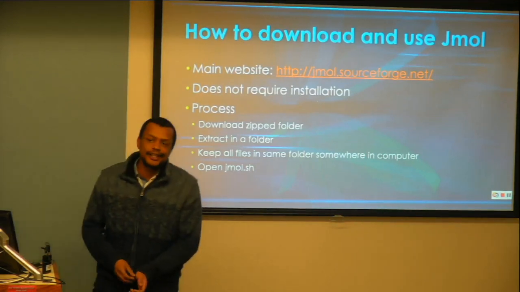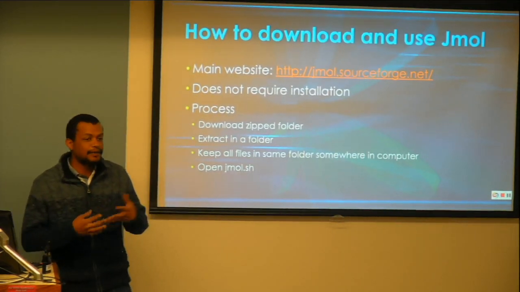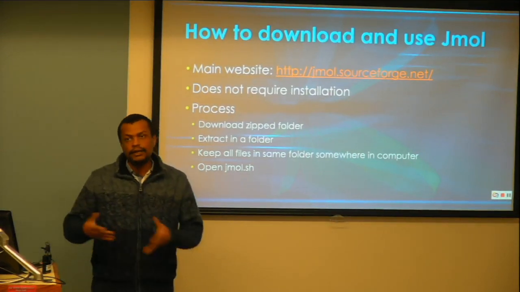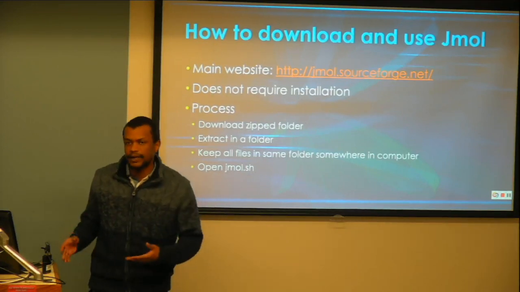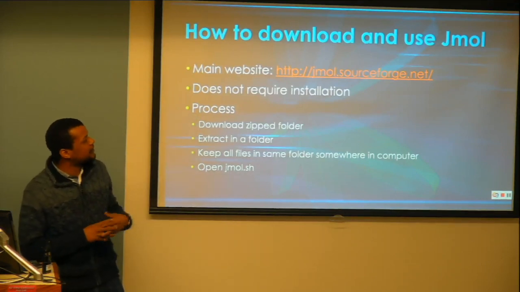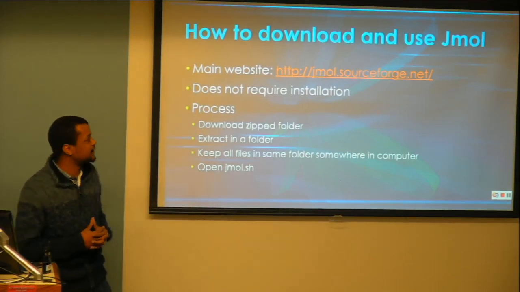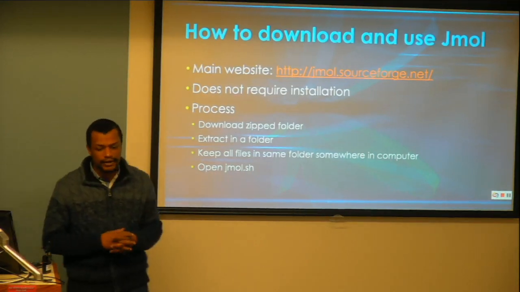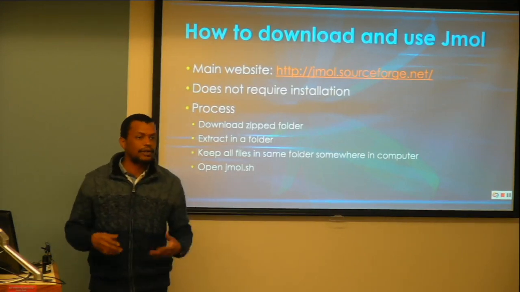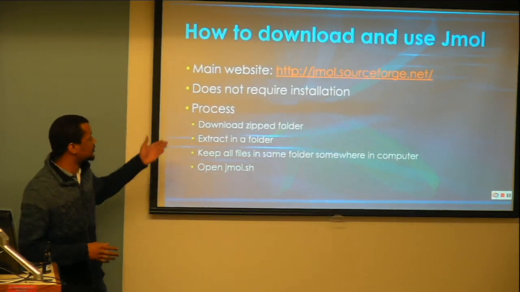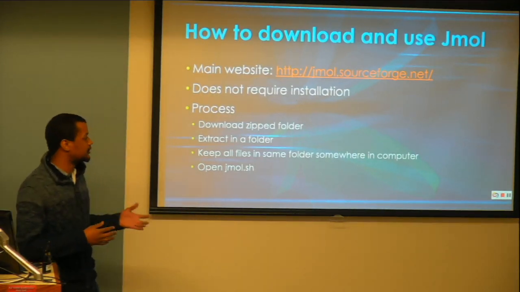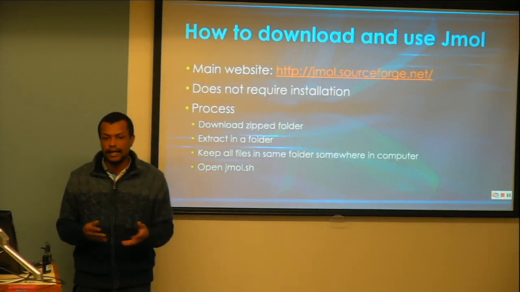So how to download and use Jmol? Like I said, it's open source, so many people can download it and maybe change it to make other versions of Jmol. But from the main website, jmol.org or jmol.sourceforge.net, you can download the original version. After you download it, it doesn't really require any installation. You download it as a zipped folder, extract it, and make sure that all of the files are in the same folder. And then after that, it's just easy. You just open the Jmol.sh.